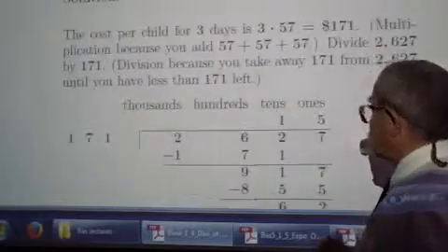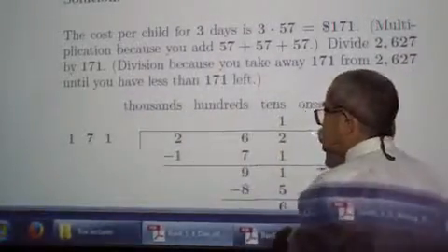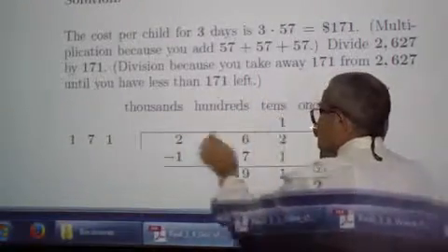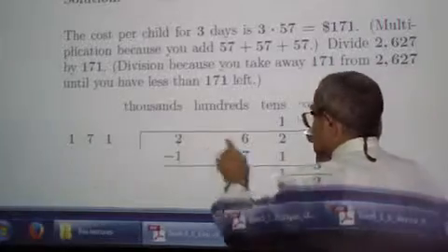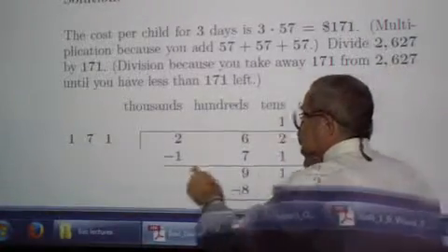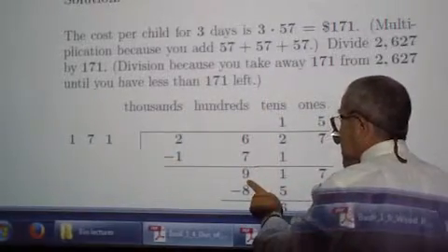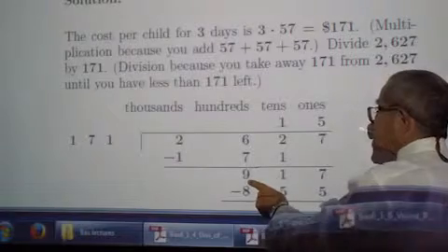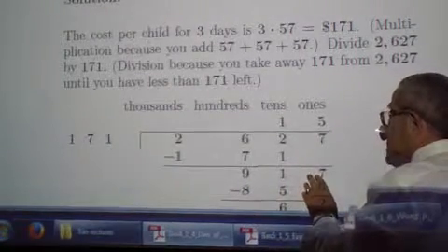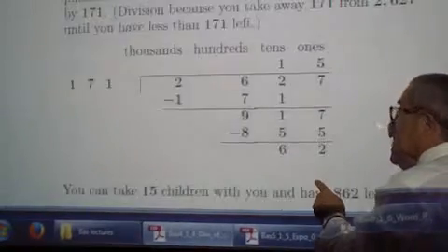How often can I divide 2,627 by 171? Does 171 go into 2? No. Does it go into 26? No. Does it go into 262? Yes. How many times? Once. Subtract 1 times 171 from 262 and get 91. Take down the next digit. You're done with that part. You have not worked with the ones yet, so take down the 7.